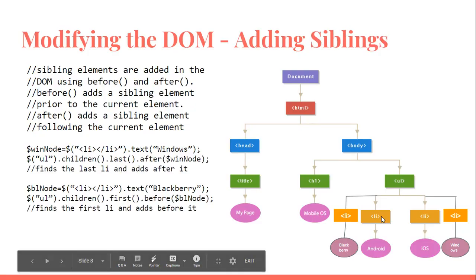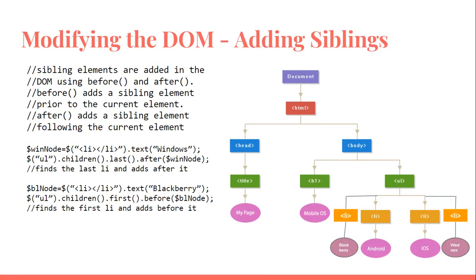So now we talk about adding siblings. Siblings use the before and after functions. So once again, I'm going to do the same thing that I did last time, but instead of adding them as children, I'm going to add them as siblings. Be careful. A lot of people get before and after confused with next and prev. Next and prev are for traveling through the DOM. Before and after are for adding things into the DOM.